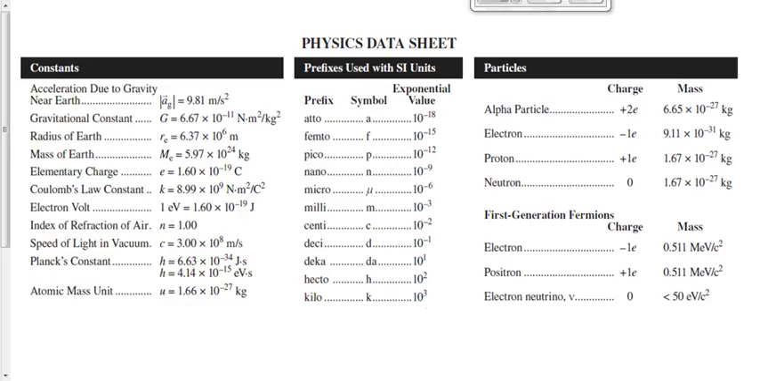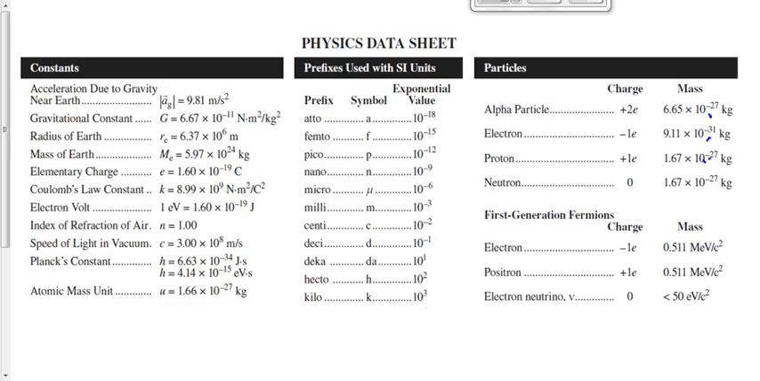You're going to see in the top right-hand corner, you've got this list of particles: alpha particles, electrons, protons, neutrons, and these first-generation fermions, which are positrons and neutrinos. We've got some charges listed. We've got some masses listed. You can see the alpha particle is pretty light, but pretty heavy compared to an electron, right? About 1,000 times heavier or so.